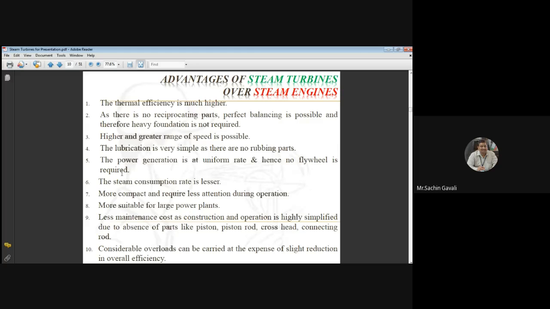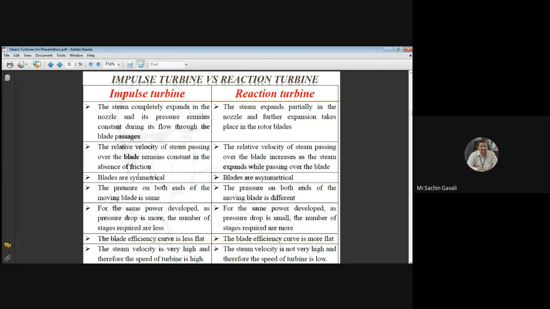Then a higher and greater range of speed is available. In steam engines, as reciprocating parts are there, we have limitations on speed. But in case of steam turbines, as rotary parts are there, we get higher and greater speed. And lubrication is much easier. Power generation is uniform. Okay, steam consumption is less. So these are the advantages of steam turbines over steam engines we have taken.